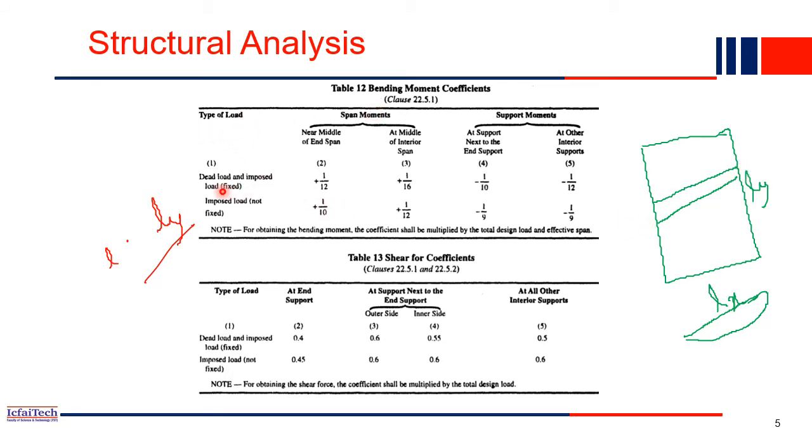First, the type of load which is acting, maybe dead load and imposed load. For that, the span moment near the middle of the end span is 1 by 12 WL square. Whereas at the middle of the interior span, this is 1 by 16.